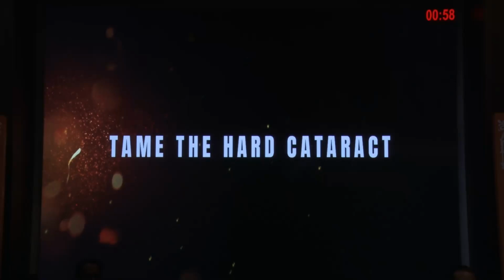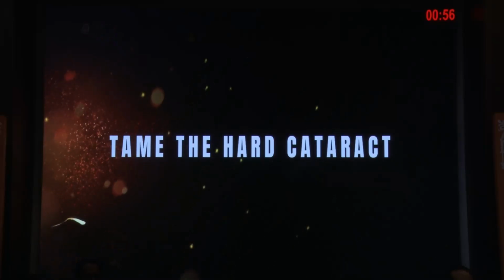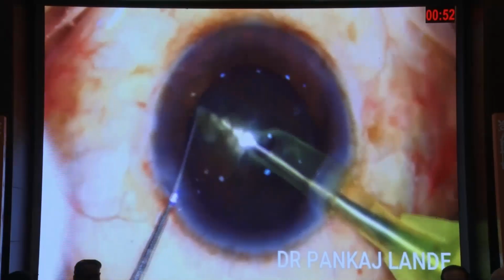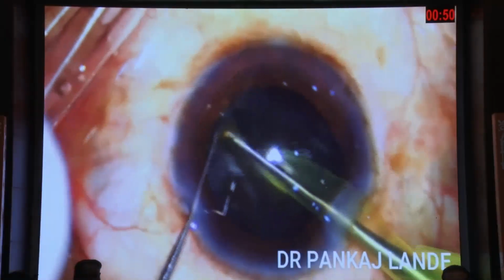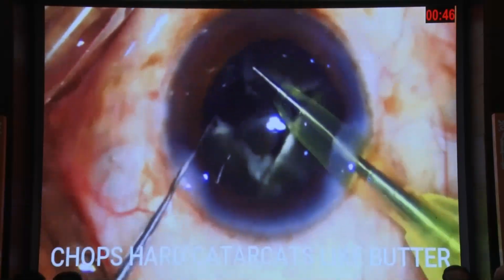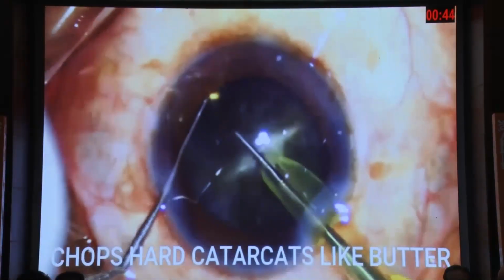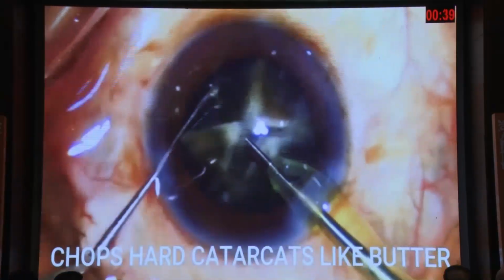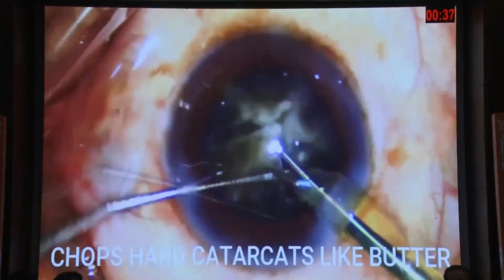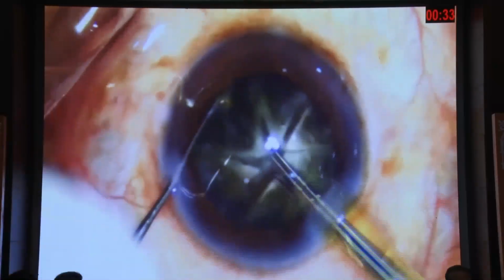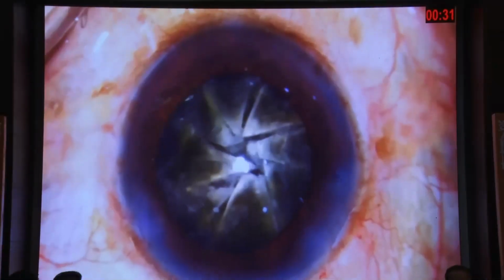The other use of this tip is taming the hard cataract. One has to do just the way one does a horizontal chop. The only difference here is that in the horizontal chop, the phaco probe or the phaco tip is holding the cataract with a vacuum with your right hand in a right-handed person, and the left hand is going around the equator and pulling the chopper towards the center.